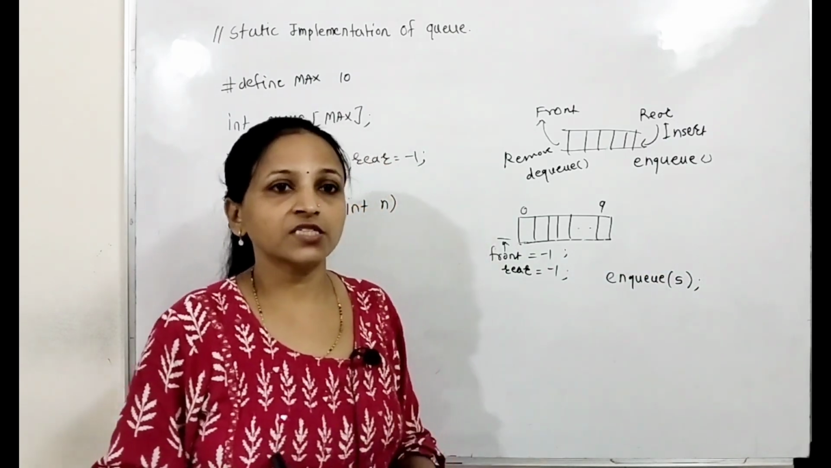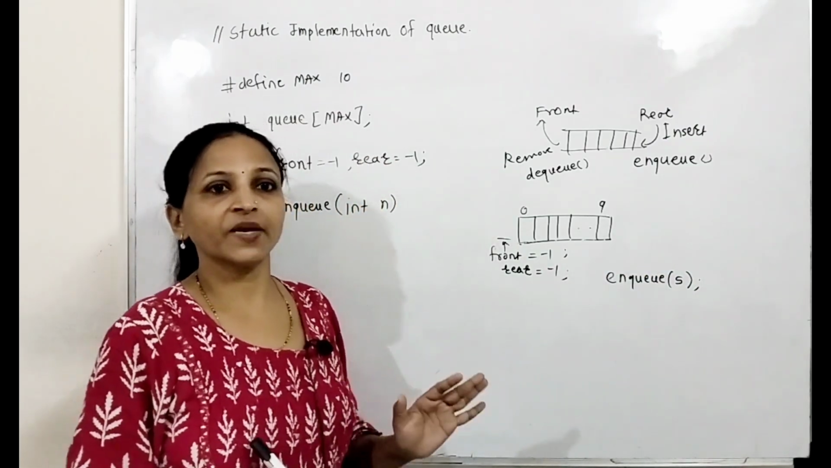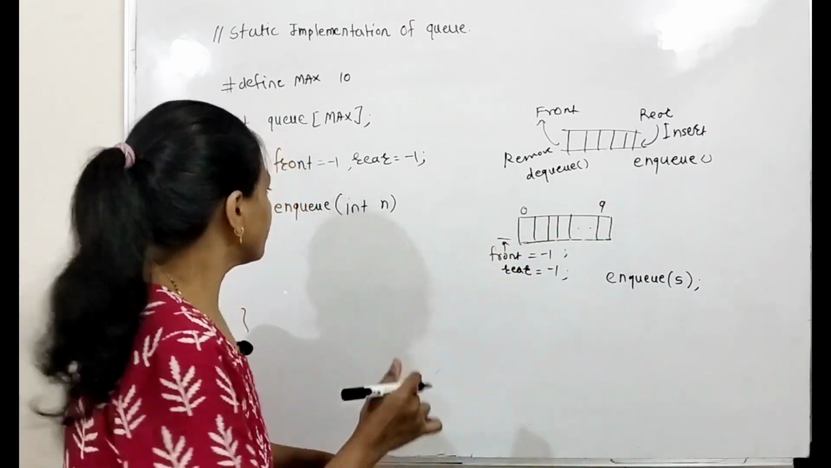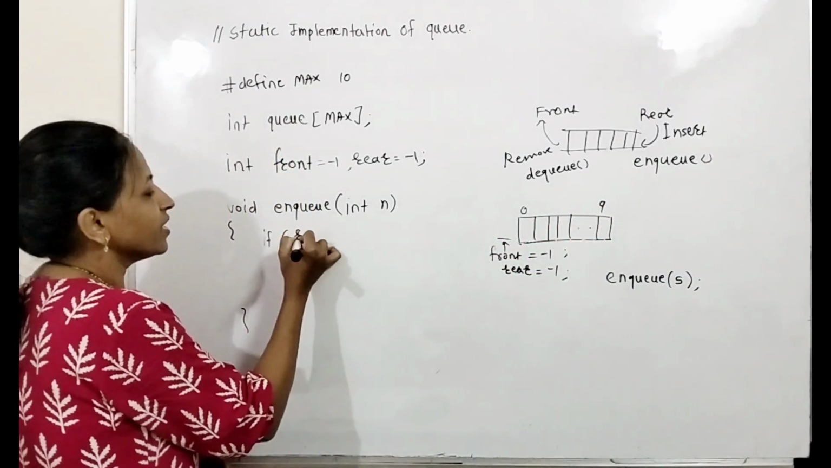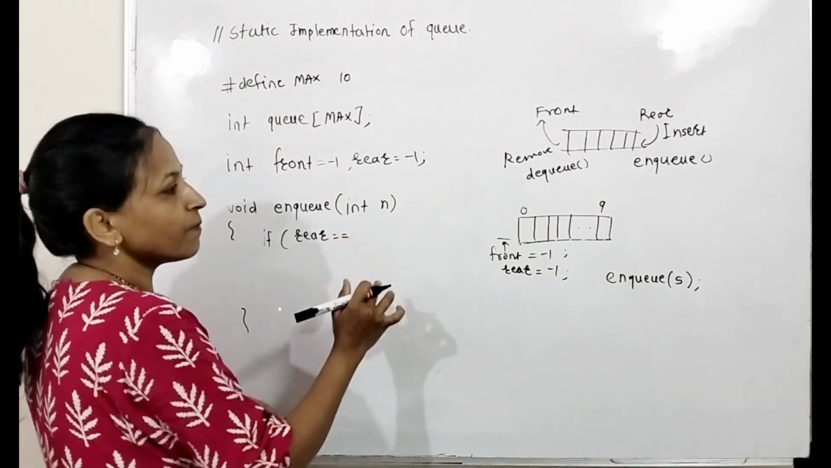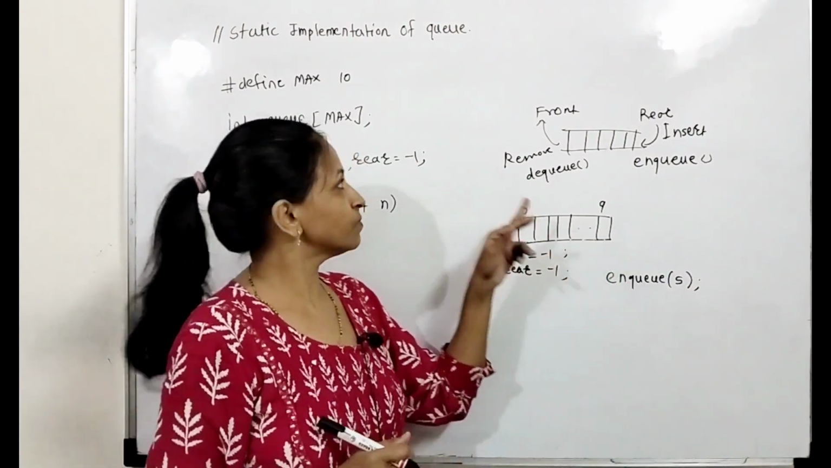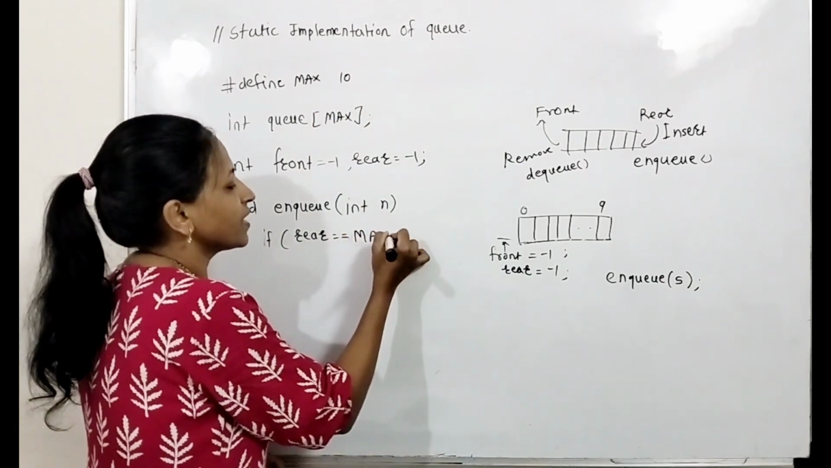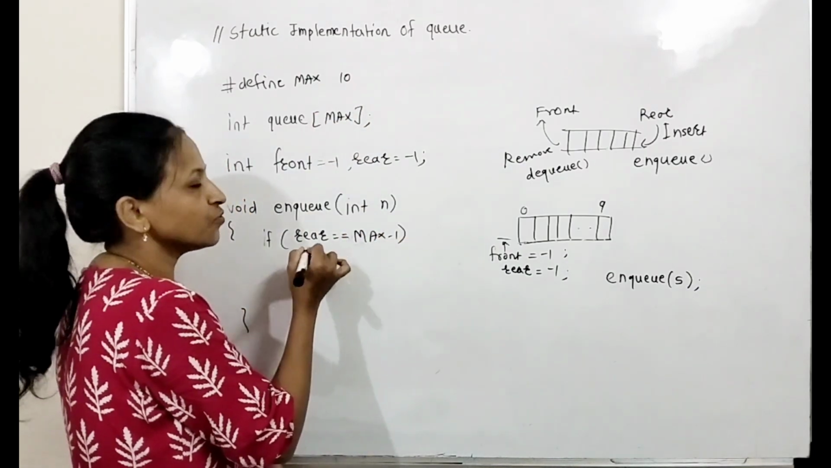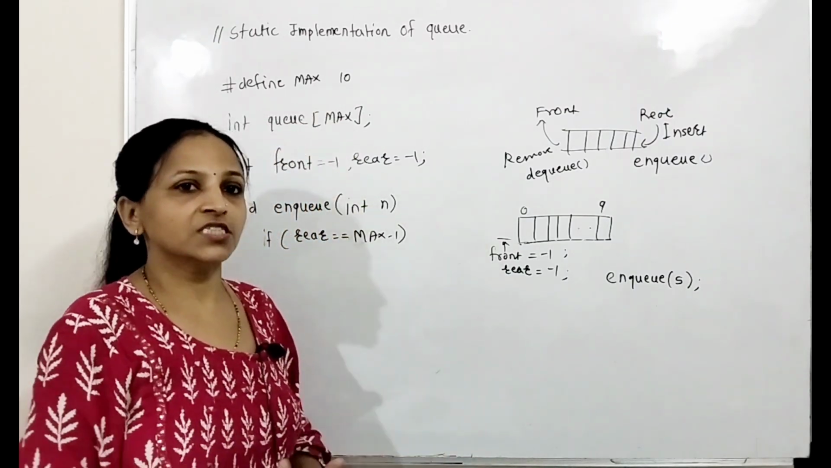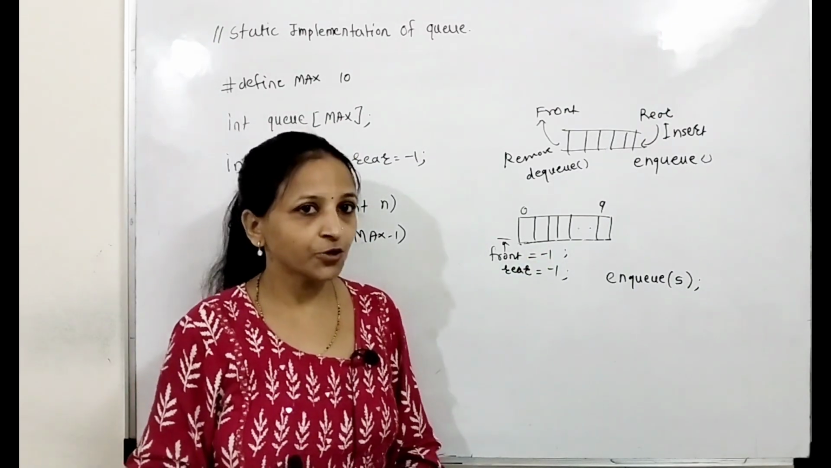That is the first thing we have to consider, the condition we have to place first while doing this NQ operation. Here we will check if rear is equal to max minus 1. See, this 9 means max minus 1, since max is 10. That means the Q is full, Q overflow, and we cannot insert any more element in that Q.